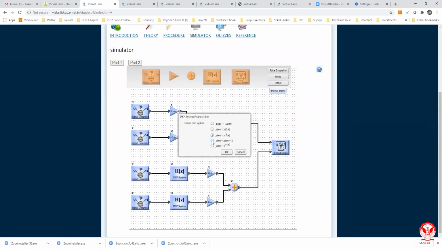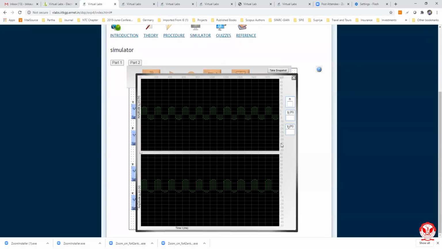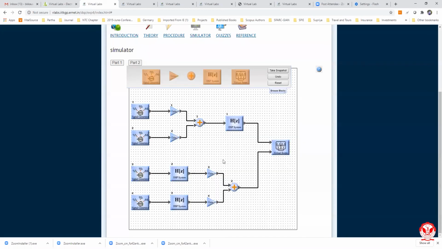Next, select this one, yn equal to xn plus 2. We verify one by one, each system we will verify. Now again we get the DSP system here, yn equal to xn plus 2. Okay. Again we are selecting here yn equal to xn plus 2. Okay. Now we go to the virtual scope. What do we find here? Again, the two outputs are not the same. That means the proposed system is not a linear system.